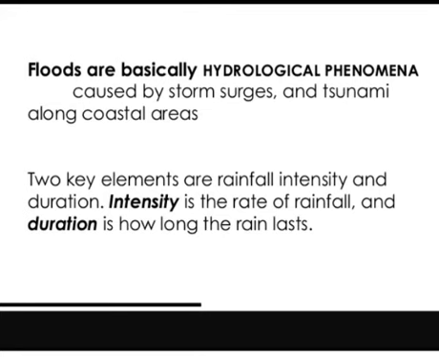Two key elements are rainfall intensity and duration. Intensity is the rate of rainfall, and duration is how long the rain lasts. That is the two elements of flooding. Kung ano kakusog ang ulan, kag ano kadugay ang ulan. That would cause a flood.